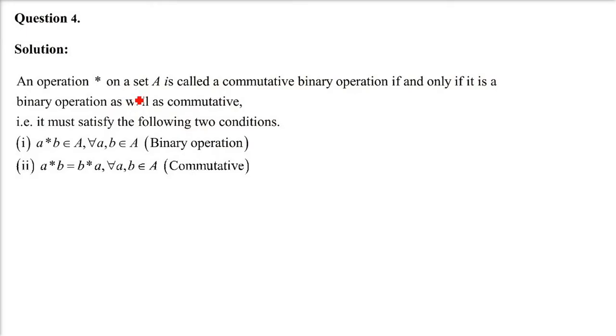So same thing you have to do. First you have to define the binary operation for the 4th question and 5th question. The third question I answered. First you have to answer that, that is, you have to say that it is a binary operation. Okay. Once you say that it is a binary operation, then we go for commutative.